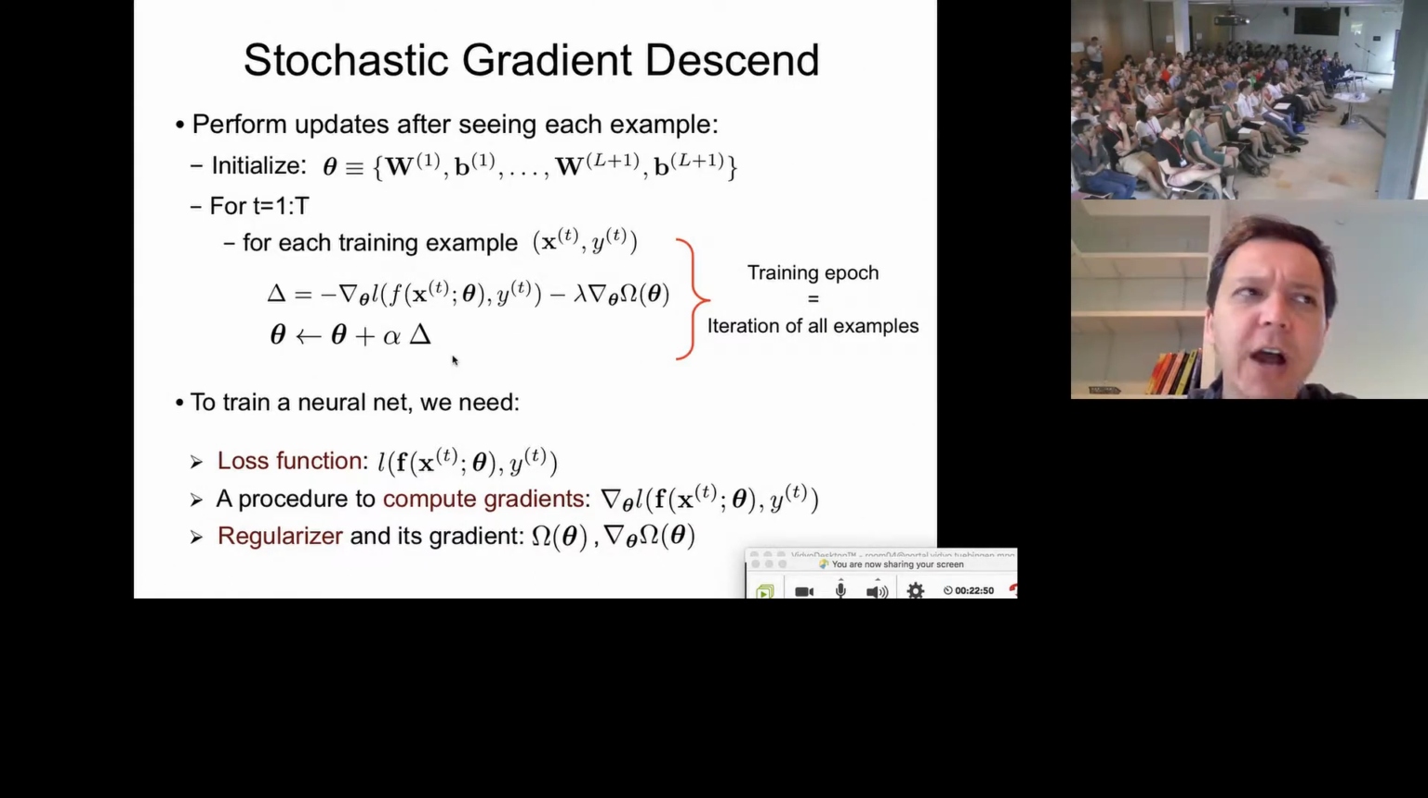There's been a lot of work on trying to come up with second-order optimization techniques. In some cases, the second-order optimization techniques do work. But in practice, it's still very, very hard to beat stochastic gradient descent.